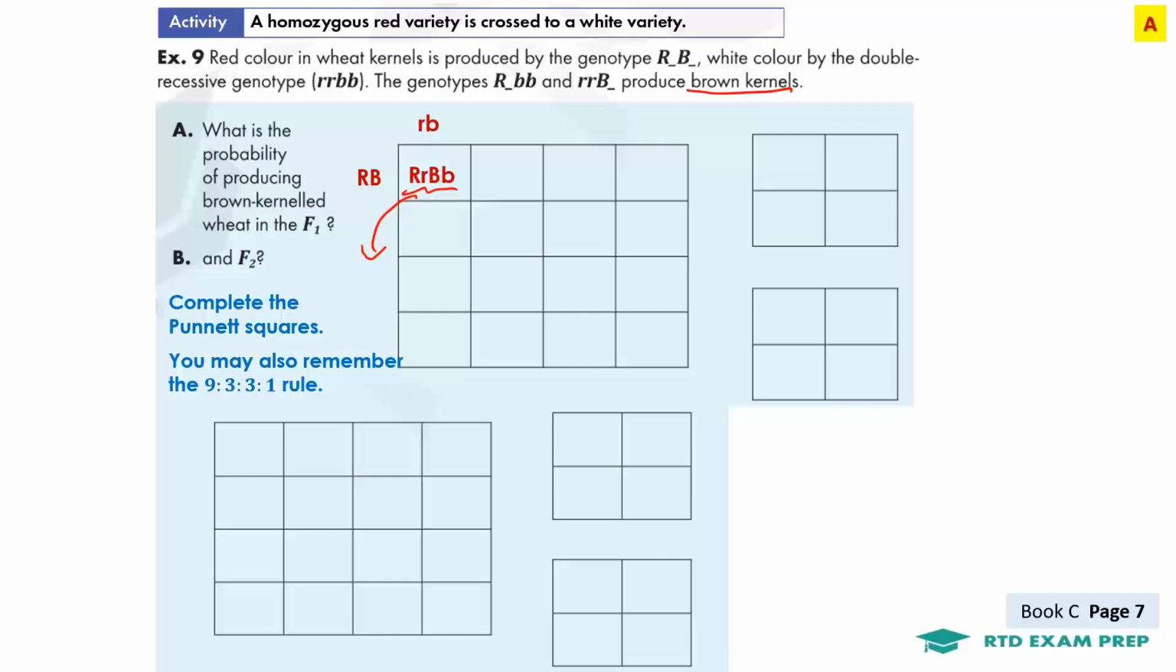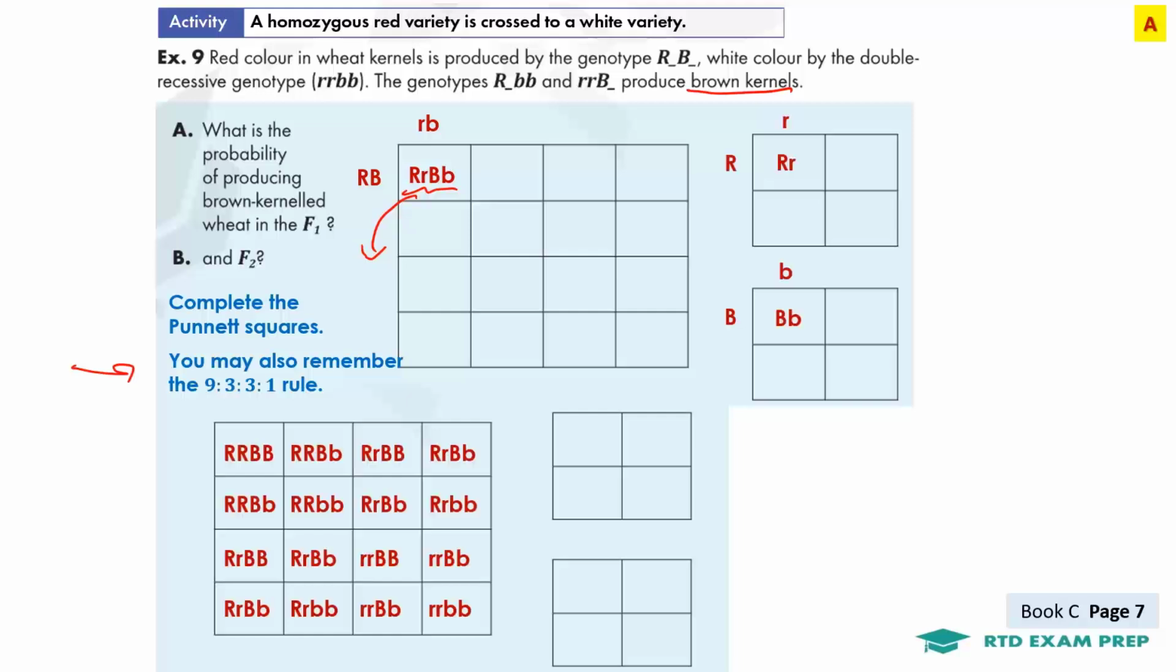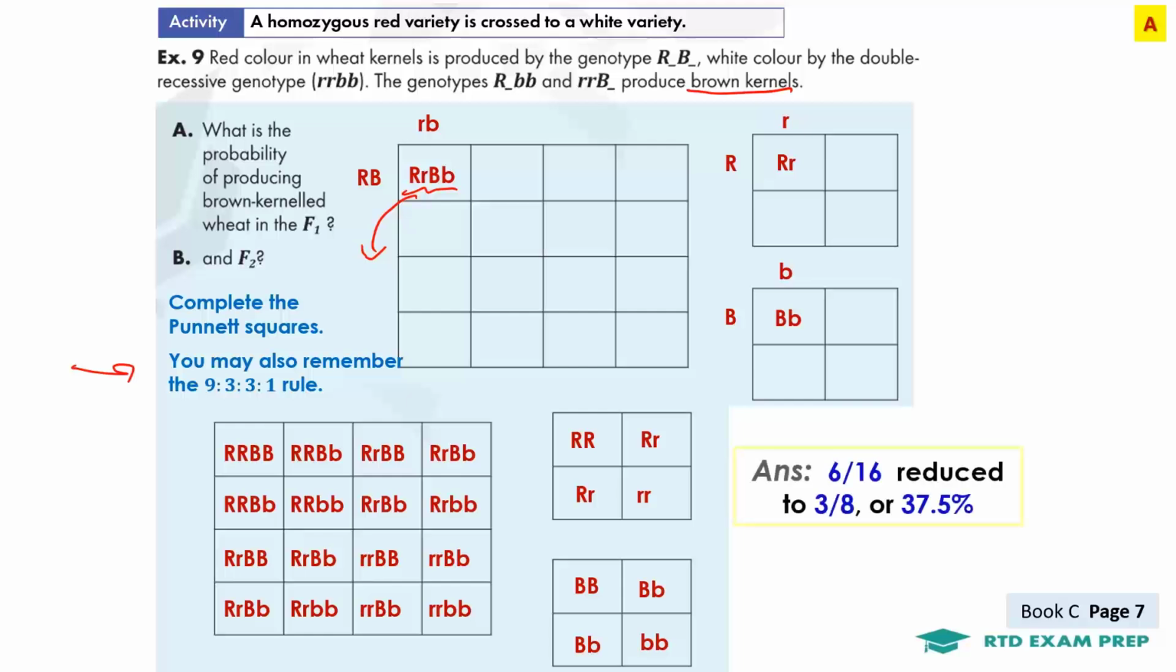Like it says, if you remember the 9-3-3-1 ratio. You can also set it up for your factor method. There's my 16 squares. So if you were to count the 16 squares, you would find 6 out of the 16, or reduce it to 3 out of 8, or 37.5% were brown. I prefer my method. 9, 3, 3, 1.